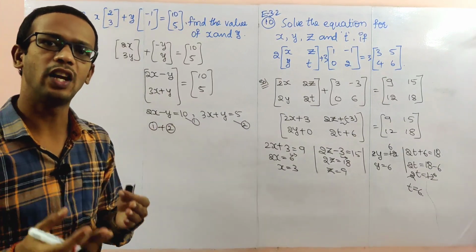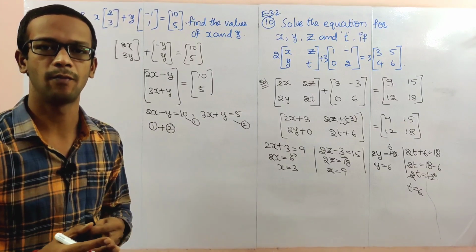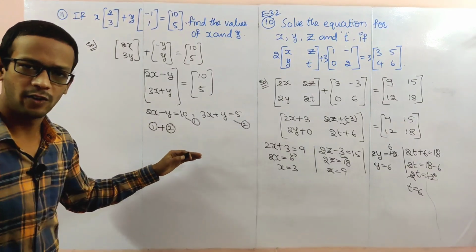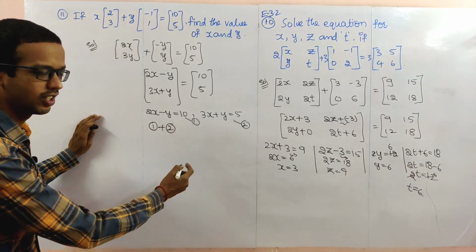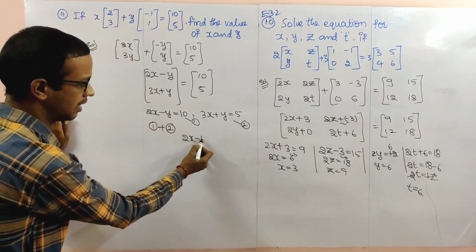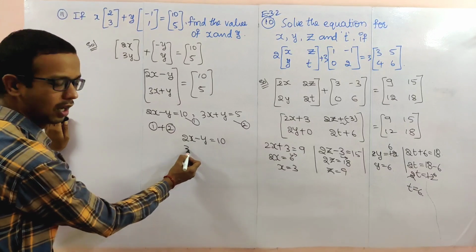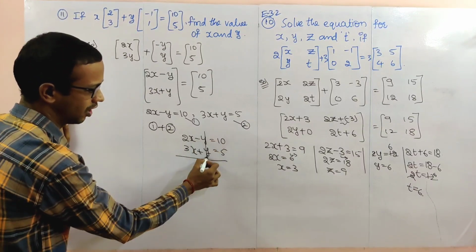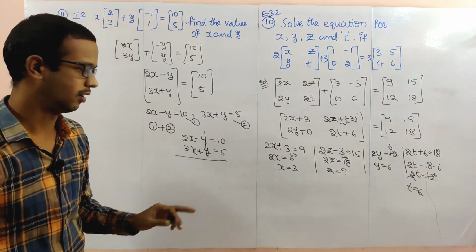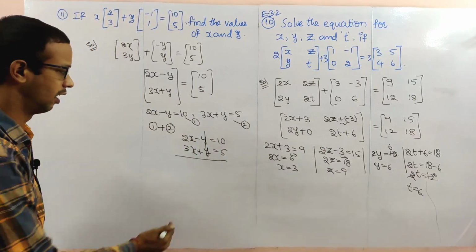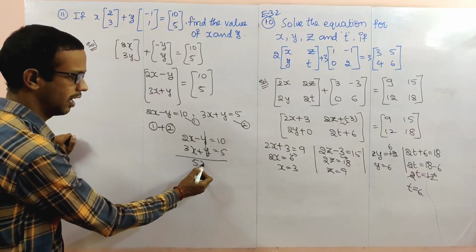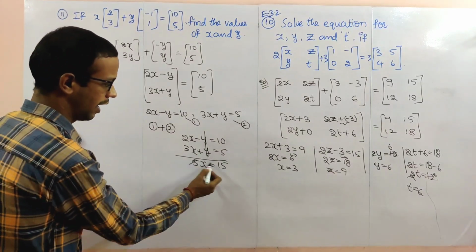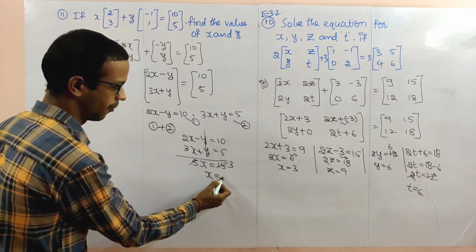Solve the equations in any different way. Whichever way is easy, that way you can follow. There are a lot of different ways. So I am using this way here. 2x minus y is equal to 10. 3x plus y is equal to 5. Addition, no changing of signs. Just minus y and plus y are there, they cancel. 2x plus 3x, 5x equal to 15. x is equal to 3.